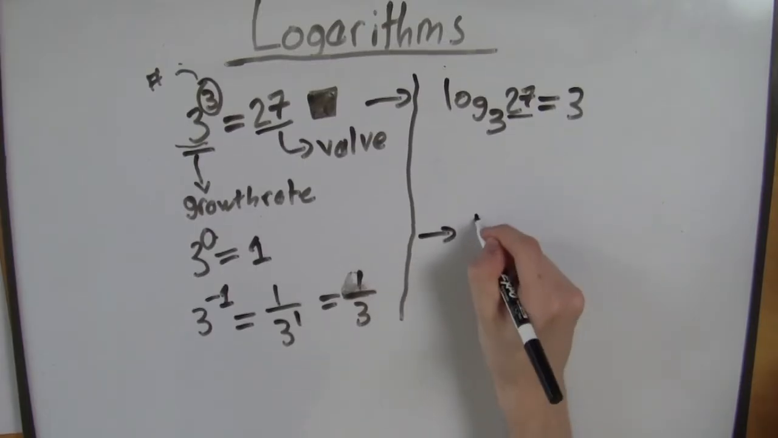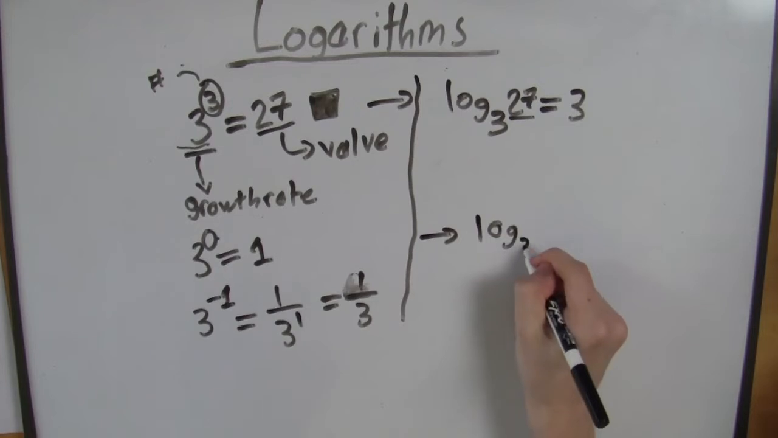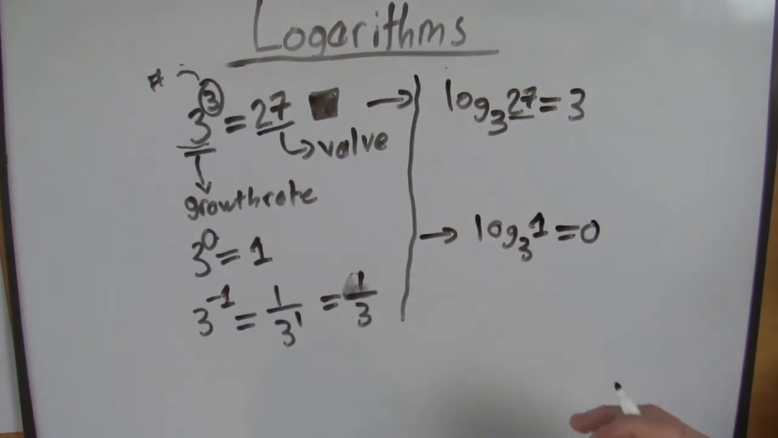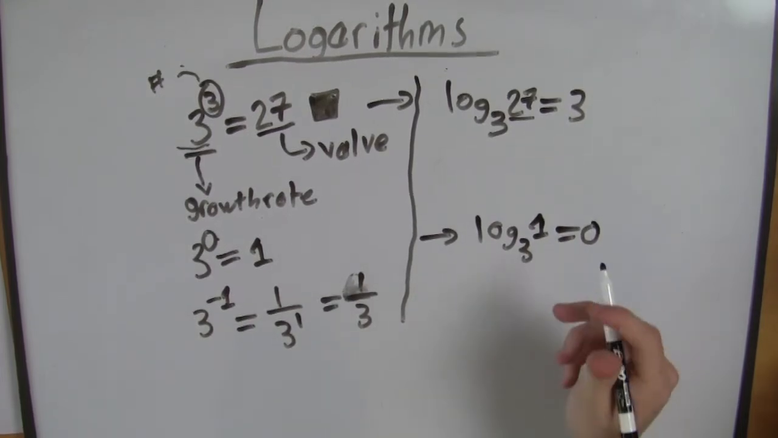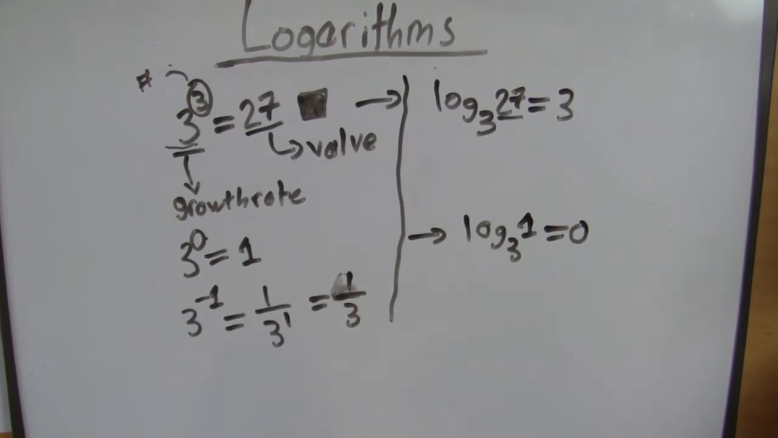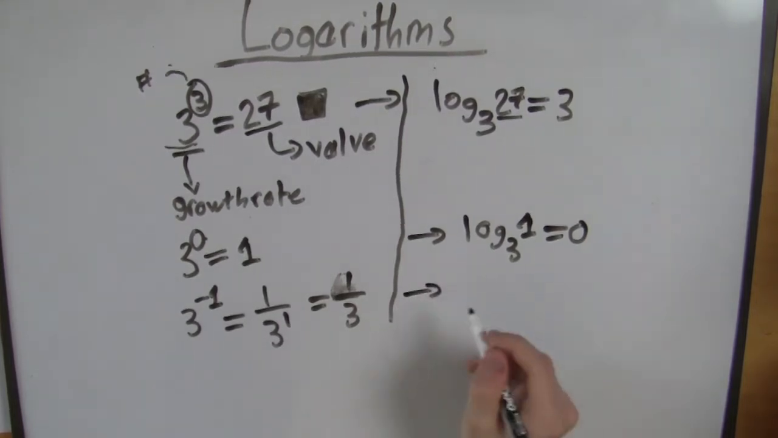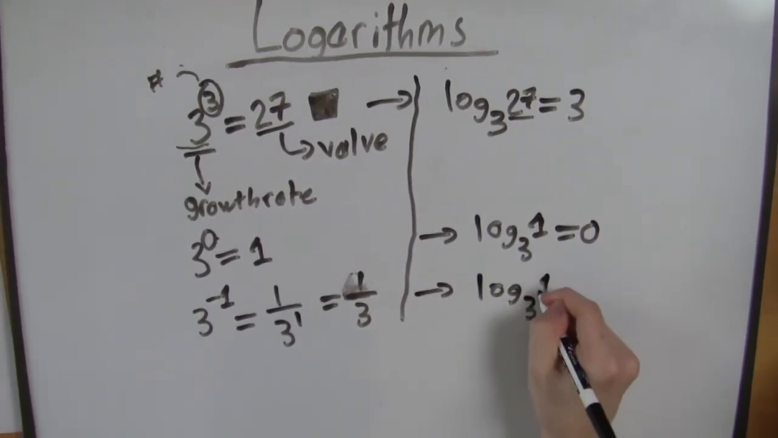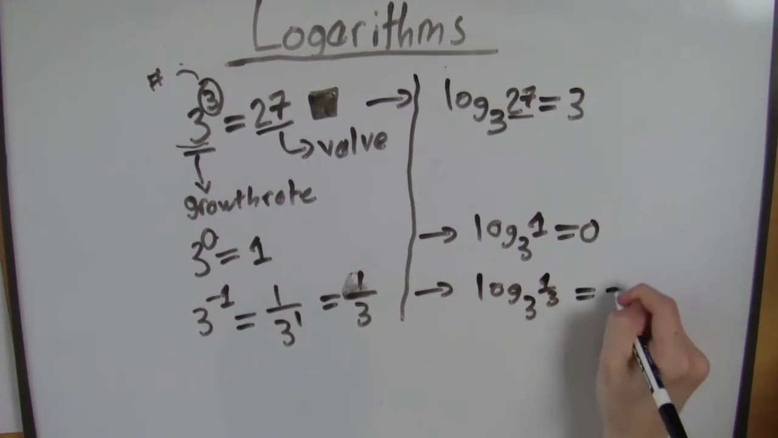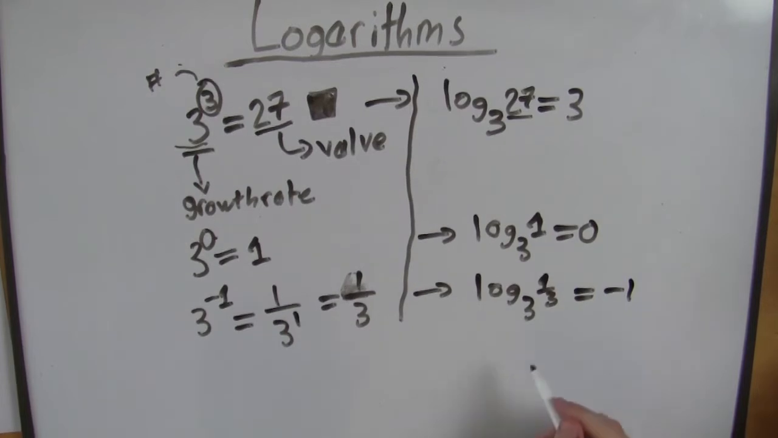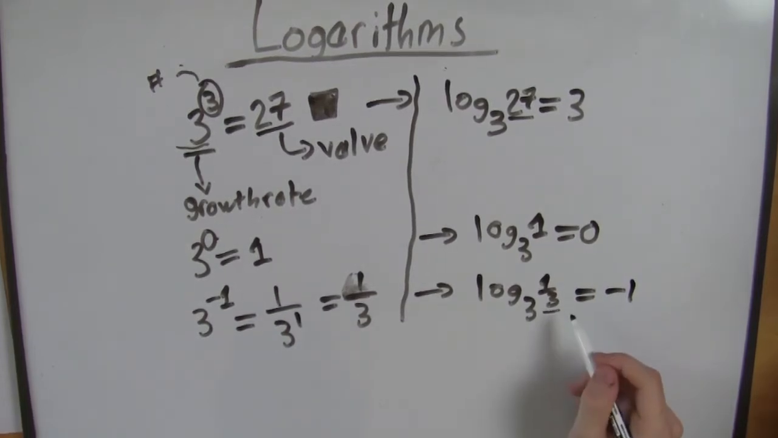I can rewrite this equation as log base 3 of 1 equals 0. How many times do I have to press the button to be 1 times as big as I currently am? Well, 0. I don't have to press the button. I'm already the size that I want. What about this? Log base 3 of 1/3. That equals negative 1. I need to go back in time so that I can be a fraction of my current size.